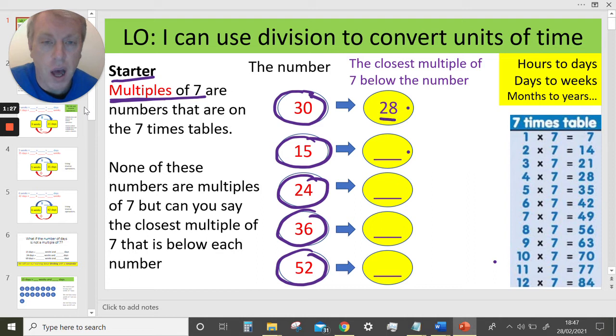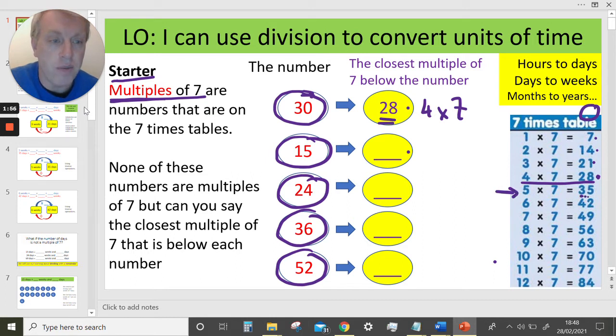So look, I've written 28 because here, counting up in our multiples of 7, I could start 0, no, 7, I can still go higher, 14, I can go higher, 21, remember I'm trying to get to 30, okay, 28. I've got to stop on 4 times 7 makes 28. If I say the next one, 5 times 7, 35, it's too high. So I'm trying to find the nearest multiple which is still below the number. Pause the video, have a go.